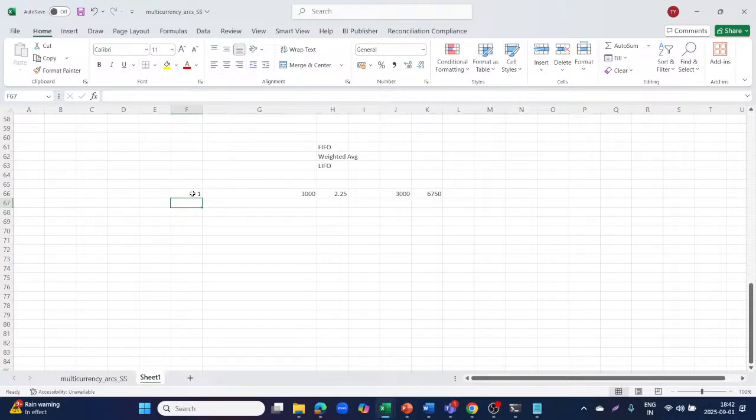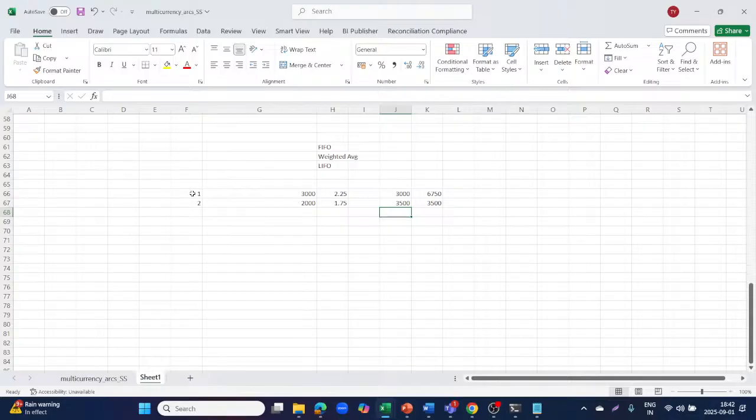In the second case, units bought are 2000, and the cost per unit is 1.75. So ending inventory, if you consider this, will be 2000 into 1.75, that is 3500. So goods that are available for sale is now 3500.